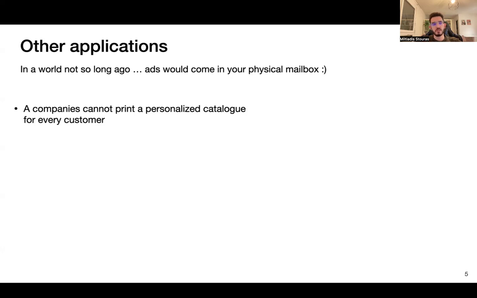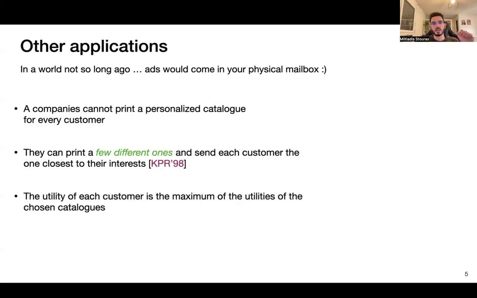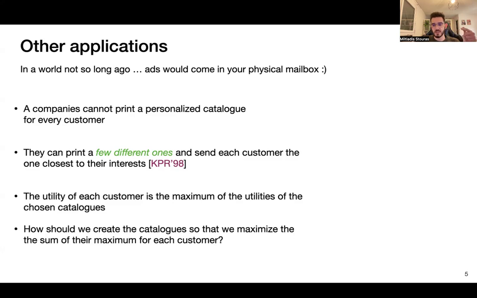this is too expensive. But instead, they could pick a few catalogs that perhaps are good for different types of customers. And then for each customer, they would mail the catalog that is closest to their interests. Okay, so again, the benefit that each customer would get is the maximum of the benefits of the selected catalogs, right? And if we aggregate over the customers, our optimization problem is to pick the catalogs of items so that we maximize, let's say, the average over the customers of the maximum of the catalogs. So this is the same objective function as before.